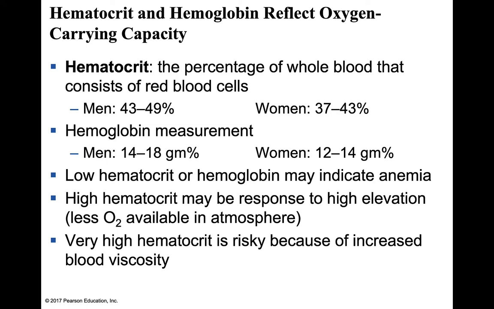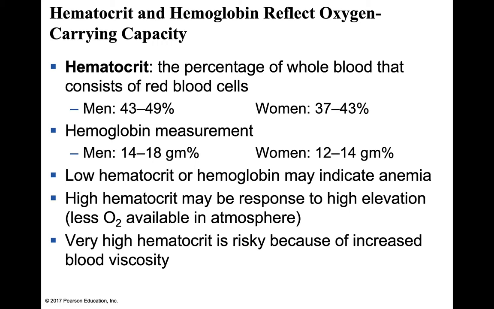Now, you may have heard of the term hematocrit, and generally it is reflective of the oxygen carrying capacity of blood. Hematocrit is defined as the percentage of whole blood that consists of red blood cells. And here we're going to see a pretty major difference between males and females. The hematocrit typically in men runs from 43 to 49%, and in women 37 to 43%. One of the reasons why we see such a big difference is testosterone. So testosterone is one of the reasons why males will have a higher hematocrit. Generally, the hemoglobin measurement is not something that you see very regularly, so I'm not going to spend a lot of time here.